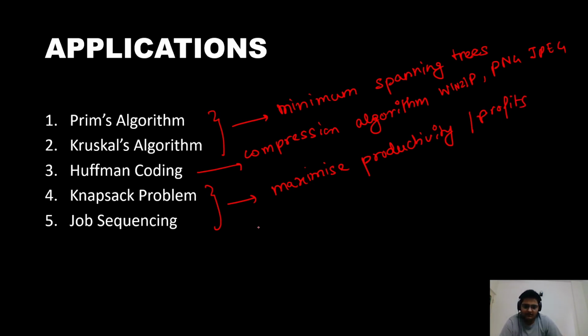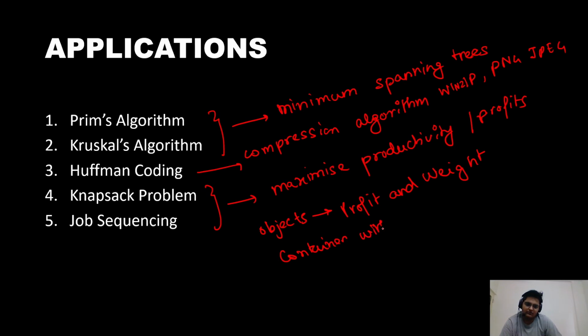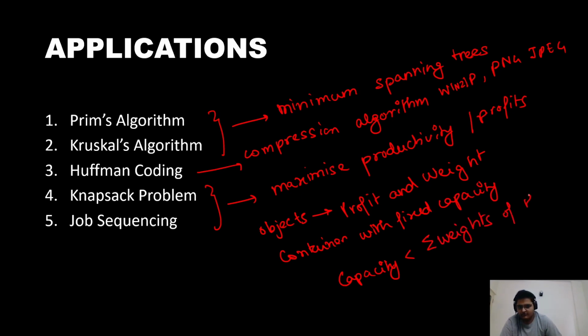In the knapsack problem, we are given certain objects with a profit and a weight. We are also given a container with a fixed capacity. And usually, the capacity of the container is less than the summation of the weights of the objects. In job sequencing, as the name suggests, we have to schedule jobs according to their deadlines.